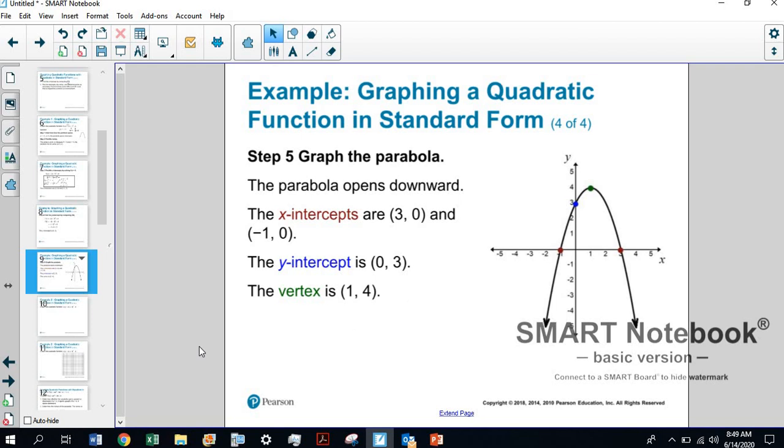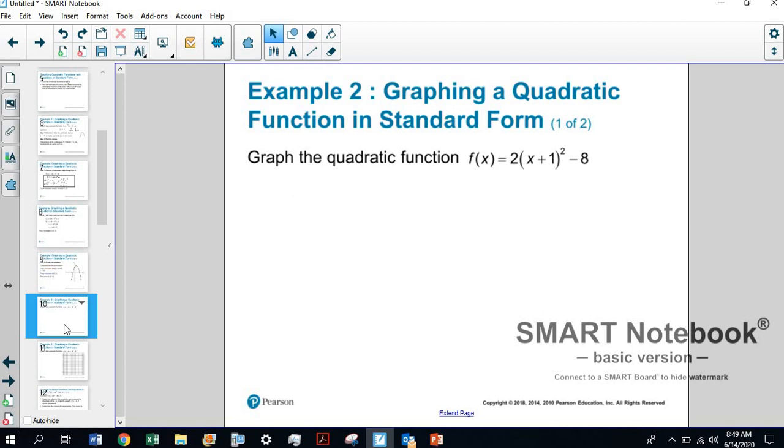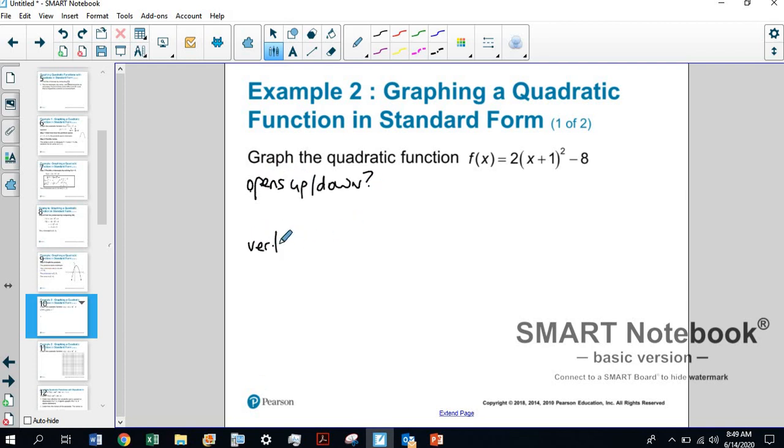Okay? So that's the process. It takes a little while, but you can methodically work through it. And so here's what I want you to do. I'm going to give you a practice problem here and remind you of what you're supposed to do. You're supposed to determine whether it opens up or down, right? Then you're supposed to do the vertex. Then you're supposed to do the x-intercepts. And then you're supposed to do the y-intercept.